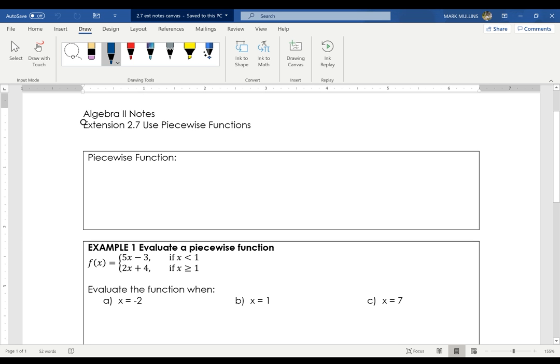Algebra 2 notes. Extension 2.7, use piecewise functions. So first we need to define what piecewise functions are. A piecewise function is defined by at least two equations.